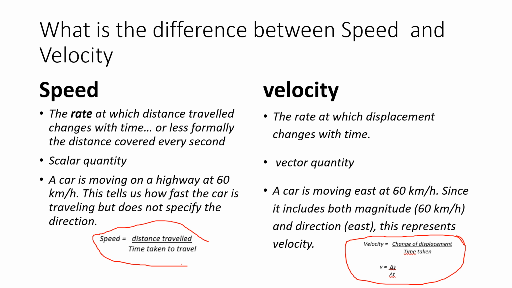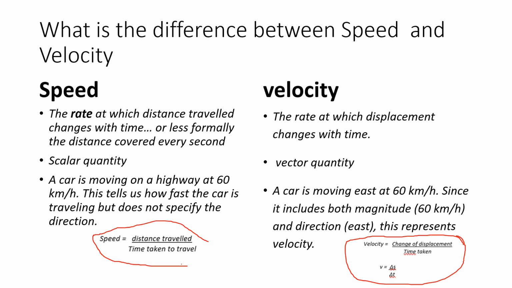Similarly, distance is the total path length and displacement is the shortest straight line path covered by an object in a particular direction.